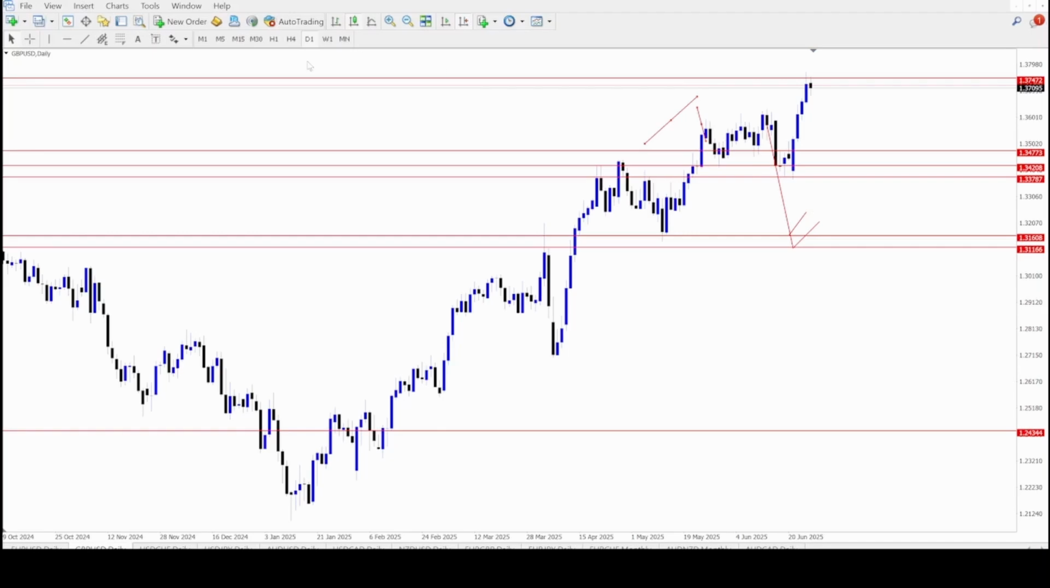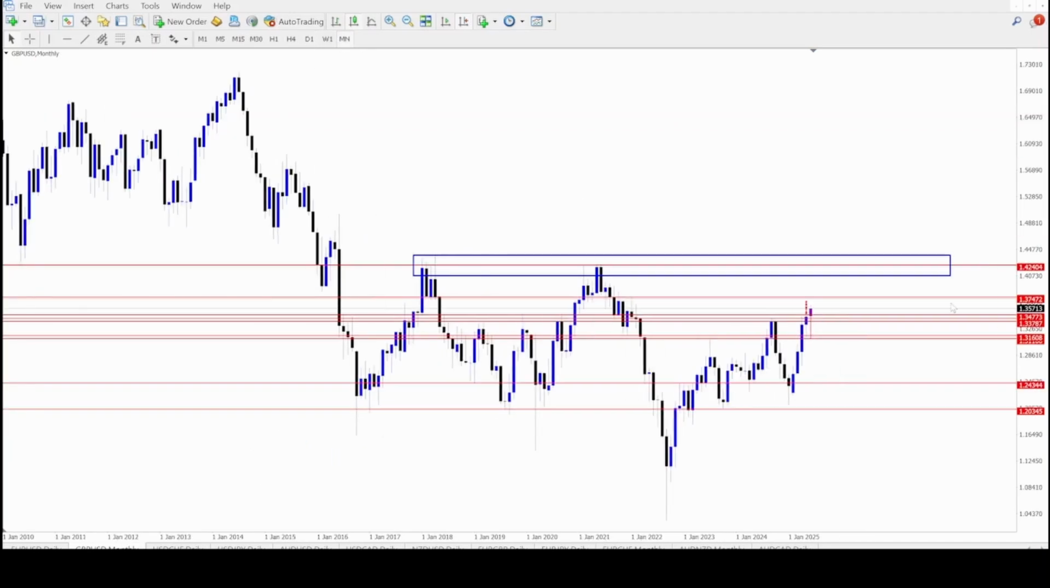But first of all, let's look at the monthly. Let's see what's happening with the GBPUSD. First of all, we can see the GBPUSD seems to be approaching this major resistance level. This resistance held in 2018, and it held again in 2021, so it's approaching again. Is it going to break out this time? Well, we can't say for now, right?